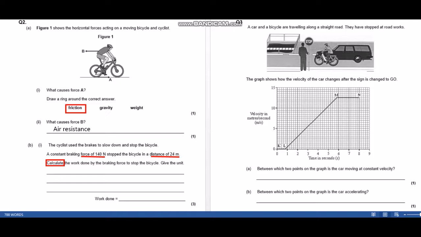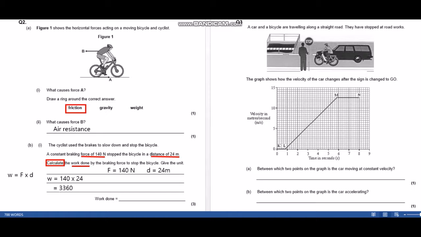Every time we see calculate, it means that we're going to need to use an equation. And what equation do we want? We want an equation that has work done, force, and distance. So the equation is work done is equal to force times distance. We have a force of 140 newtons and the distance 24 meters, so we times 140 by 24.